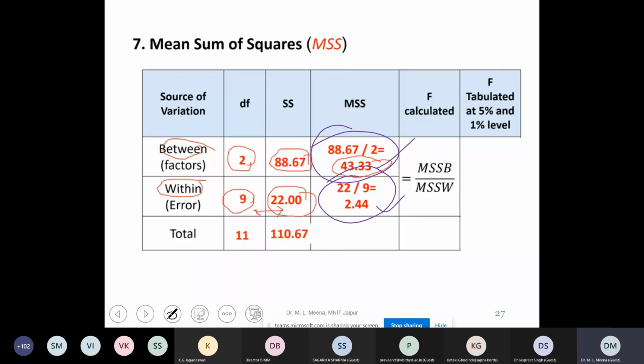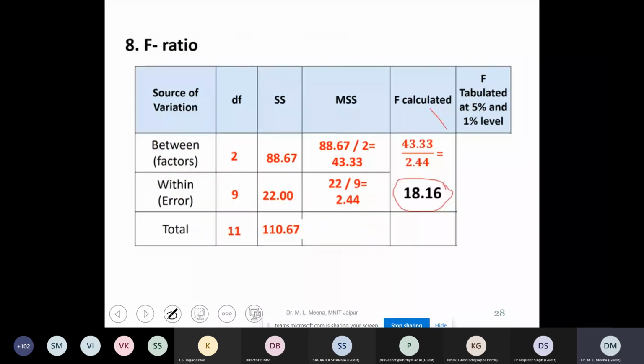Now we find the F value, the F ratio. The formula is F ratio equals MSSB divided by MSSW. So 43.33 divided by 2.44, and we get an F ratio value of 18.16.